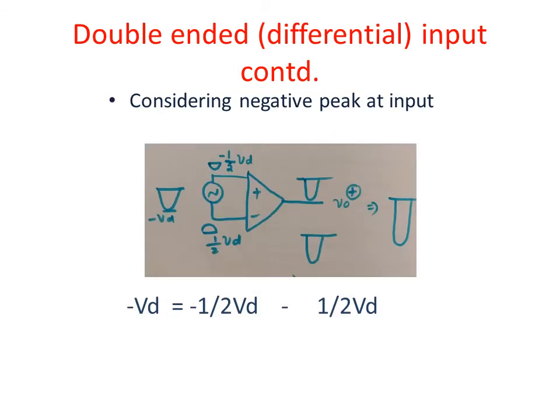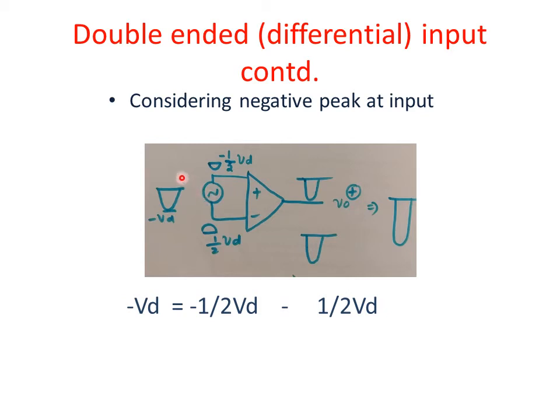Okay, now we can see that we are again considering the previous circuit, in continuation of the last circuit, and we have applied the input signal between the terminals of the op-amp. Now we are talking about the negative peak that is generated by this function generator or the AC supply.